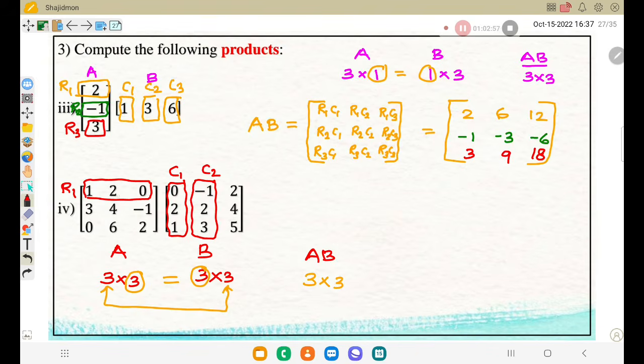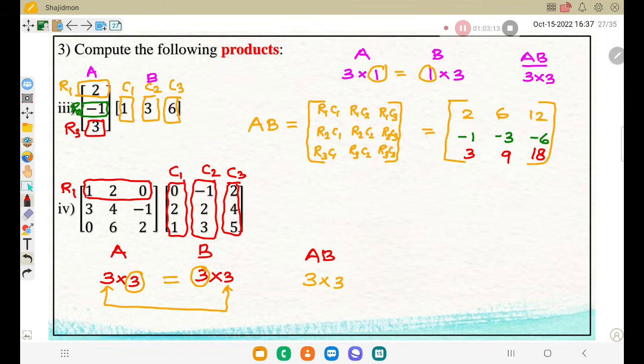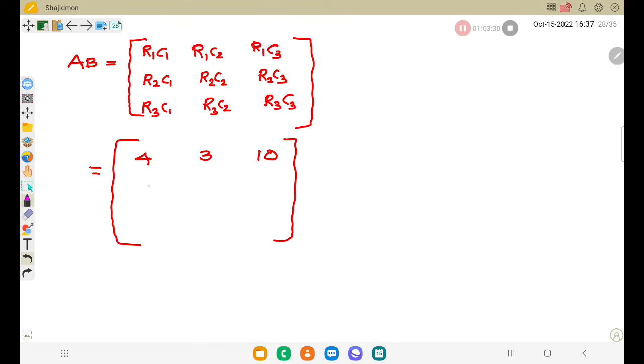Now the first row with column number 3, this is column number 3. So 1 multiply 2, that is 2, 2 multiply 4, that is 8, 0 multiply 5 means 0. So 2 plus 8, that is 10. Now go to the second row after that, row number 2 here. So 3 multiply 0, 0, 4 multiply 2, 8, minus 1 multiply 1, minus 1. 8 minus 1, that is 7.